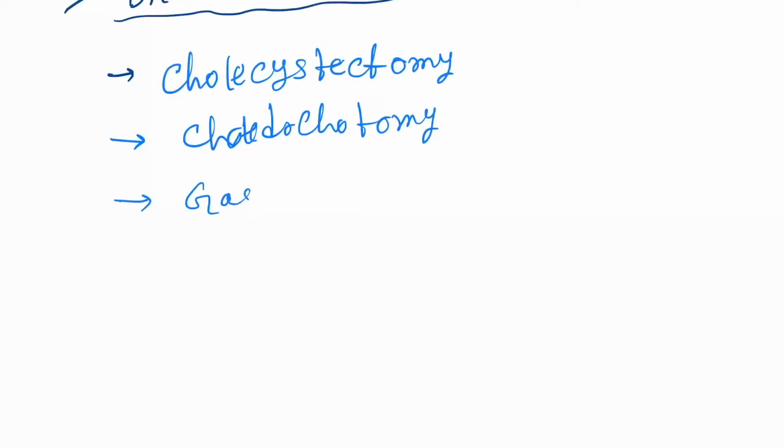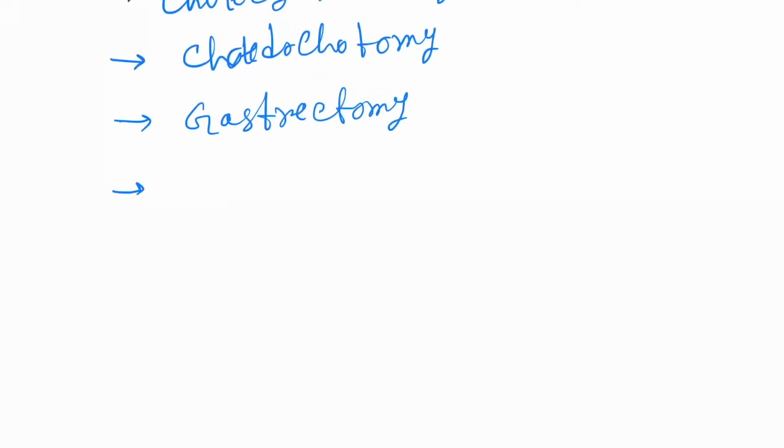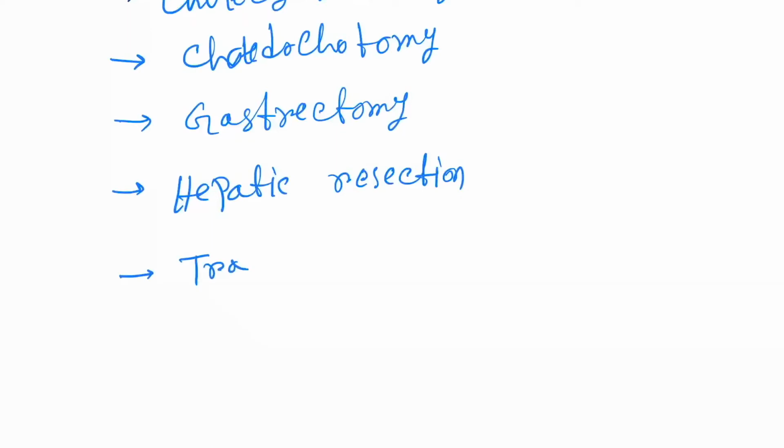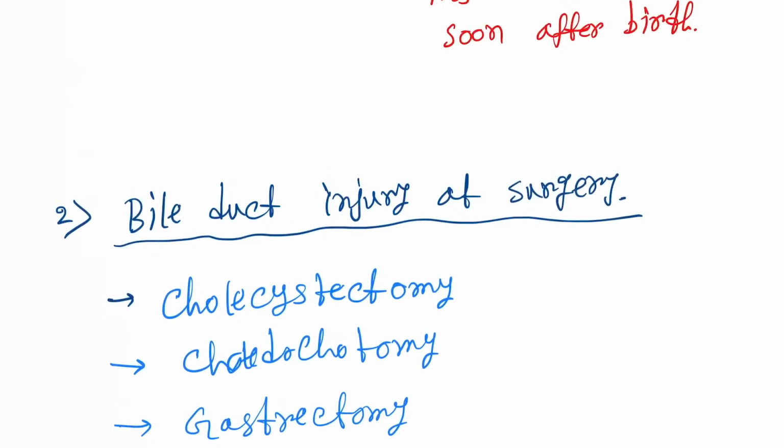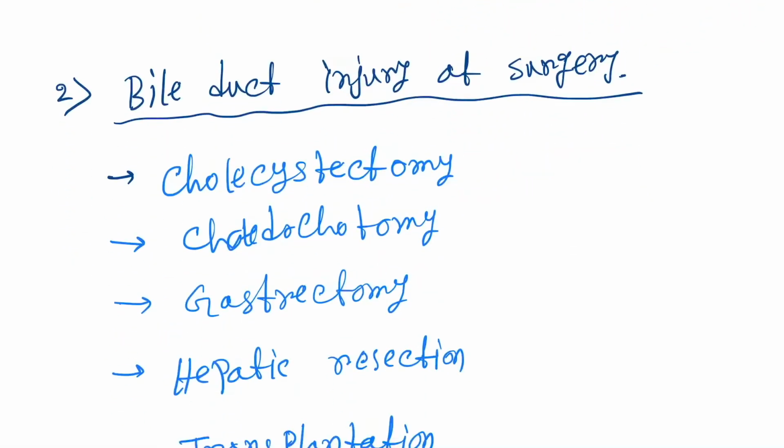Next is gastrectomy, that is removal of a part of the stomach. Next is hepatic resection, that is removal of all or a portion of the liver. Okay, next is transplantation. So this is the process of taking an organ or living tissue and implanting it in another part of the body or in another body.